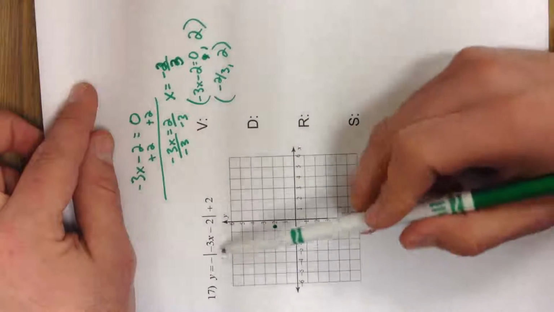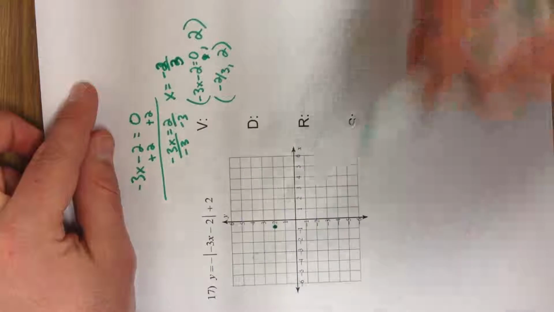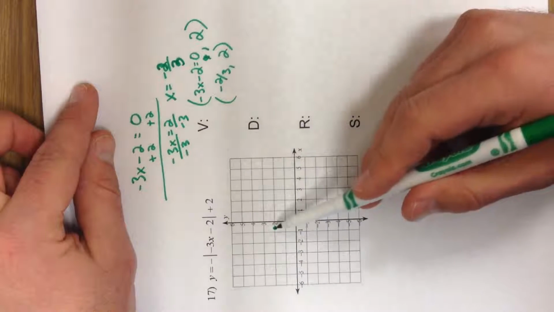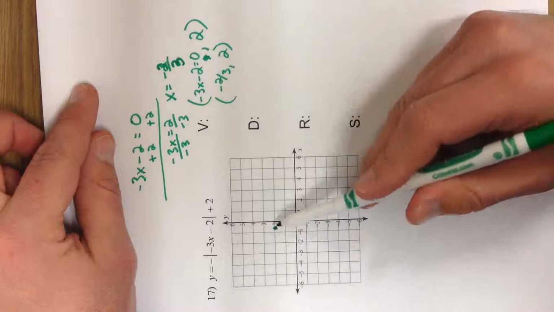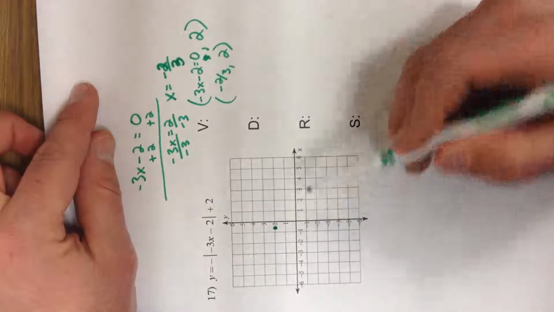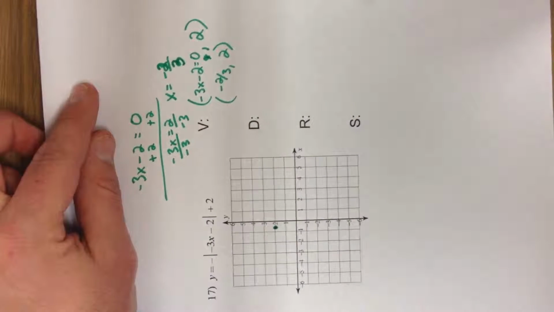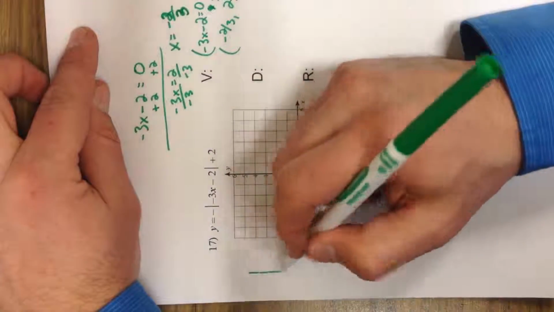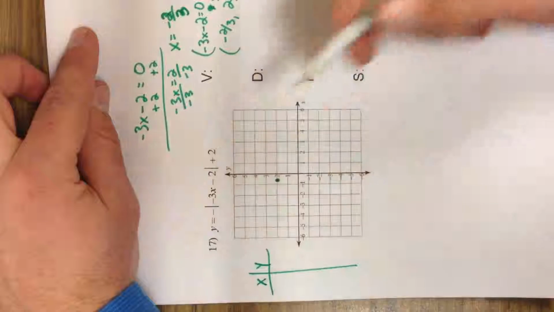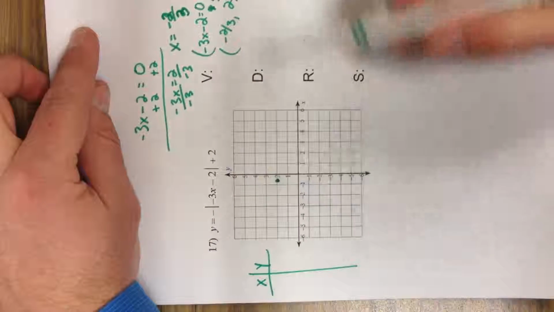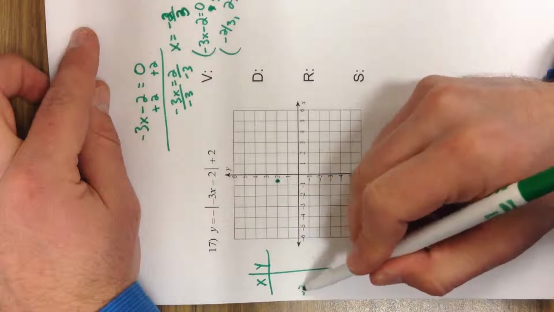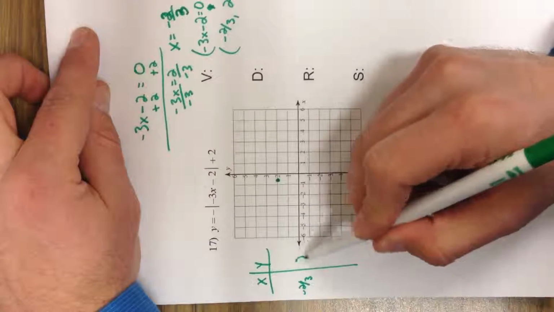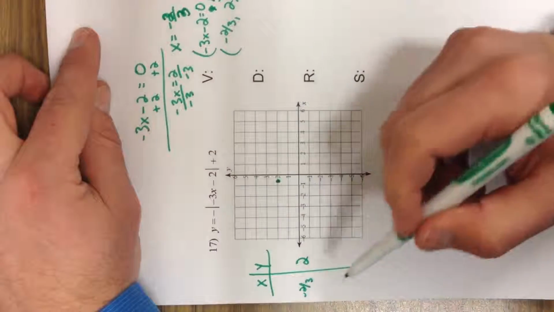Okay, now my slope, if I look at this, it looks like it's 3. So I could count down 3 and over 1, but counting over 1 from -2/3 is a little messy. So what I would do is I would just go straight to plugging in x. Right now I know when x is -2/3, I get 2. But what happens when I plug in 0?